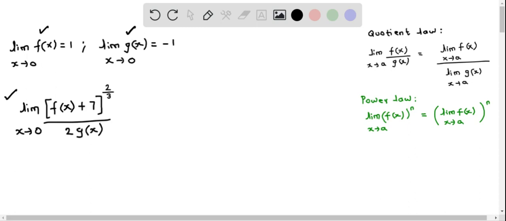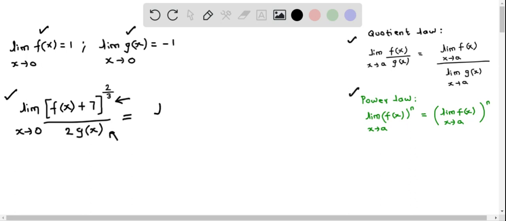So therefore, to evaluate these limits, we'll be using the quotient law as well as the power law of limits. First, I'm going to use the quotient law, which says that the limit of a quotient of functions, f of x over g of x, is equal to the quotient of the limits, that is, the limit of f of x as x approaches a, divided by the limit of g of x as x approaches a. So in the given limit, I'm going to consider the numerator expression as f of x, and the denominator expression, that is 2 times g of x, as g of x.